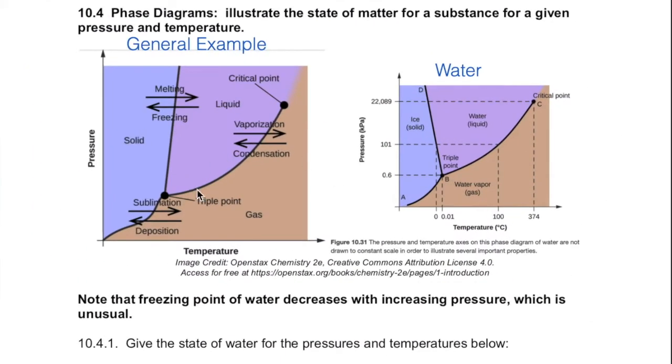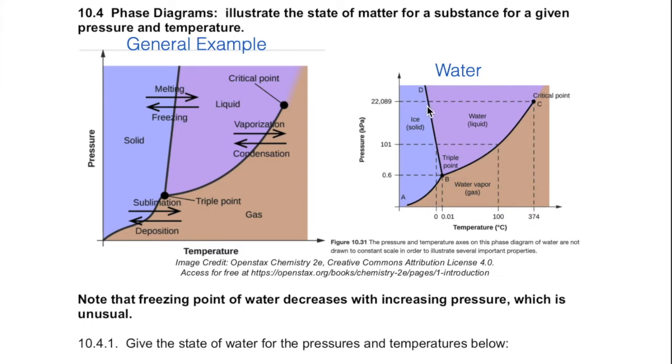Section 10.4 looks at phase diagrams of substances, which is a graphical representation of what temperatures and pressures the substance is a solid, a liquid, or a gas. On the left, we have a general example of a substance, and on the right, we have water specifically with some of the temperatures and pressures marked out.